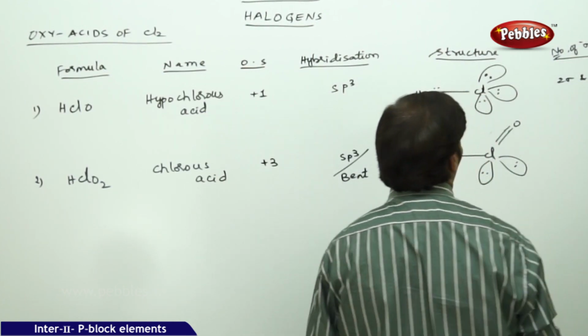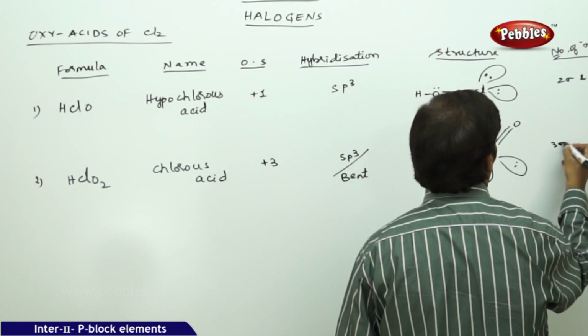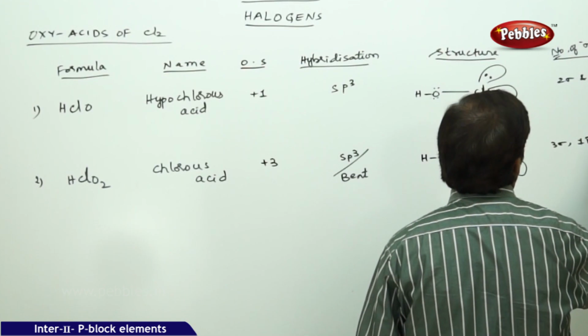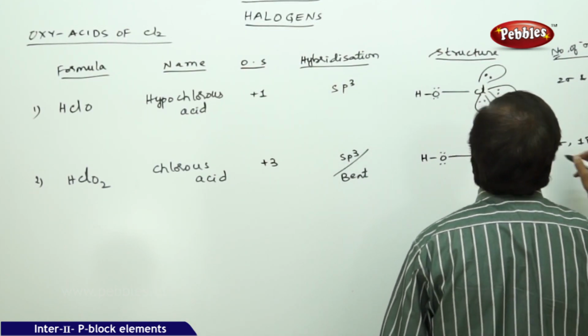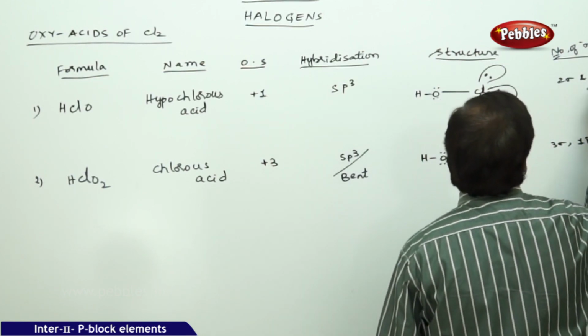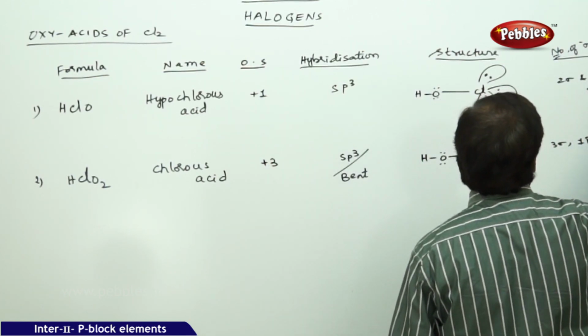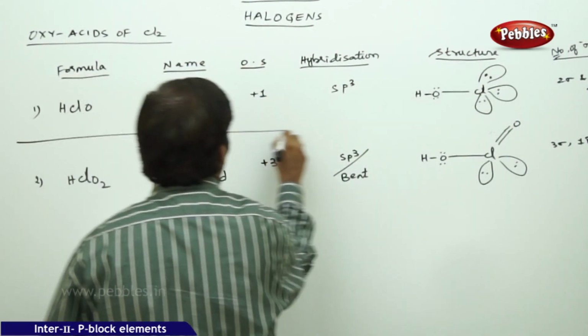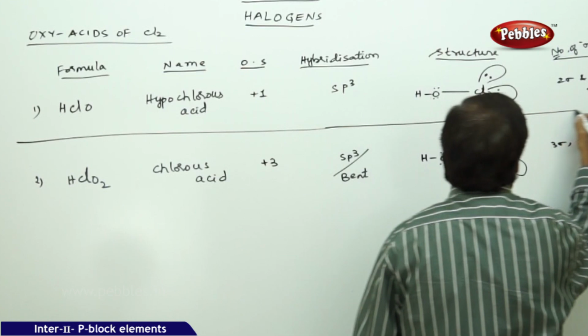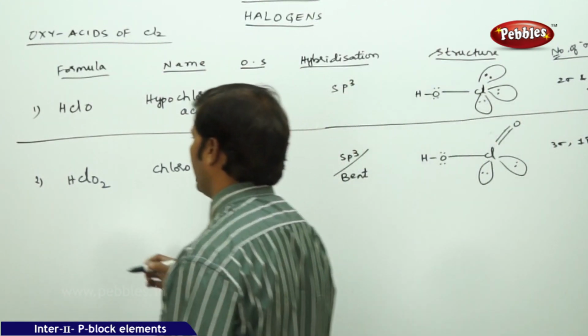So we have the number of sigma bonds and pi bonds: 3 sigma bonds and 1 pi bond, and also we have 2 lone pairs of electrons on chlorine. Here we have 3 lone pairs of electrons. So therefore we can distinguish them clearly, what is happening here.